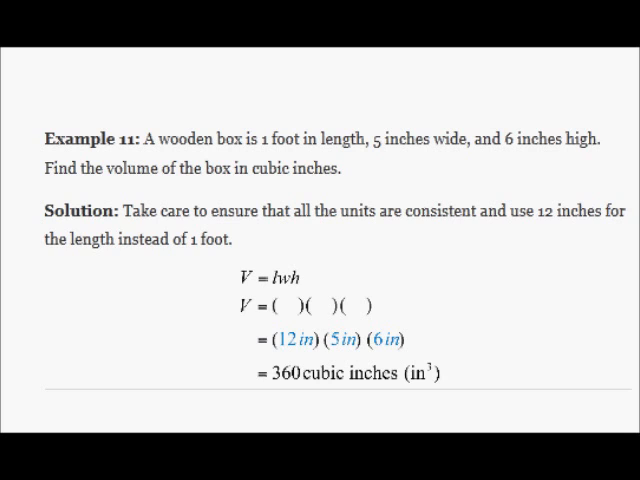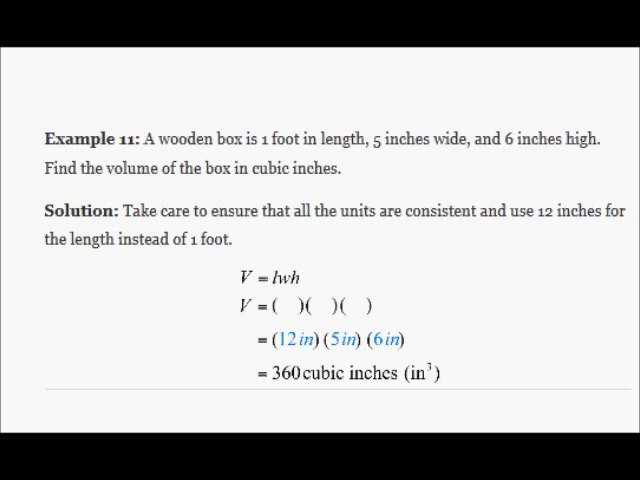our length is 1 foot. That's not in inches. We have to know that there's 12 inches in a foot. So we're not going to use 1 foot as a length. We're going to use 12 inches as a length. 5 inches is a width. 6 inches is a height. Now everything's in inches. When we multiply inch times inch times inch, we'll end up with cubic inches.